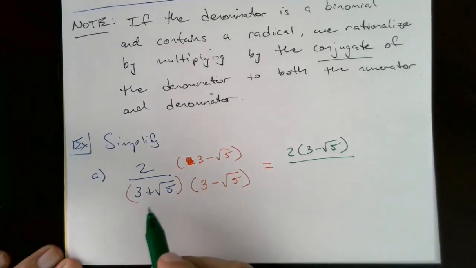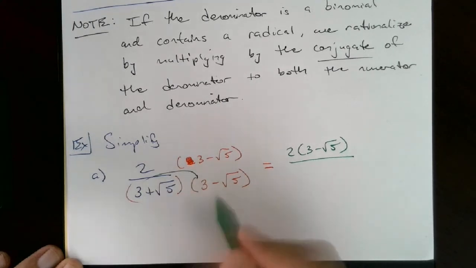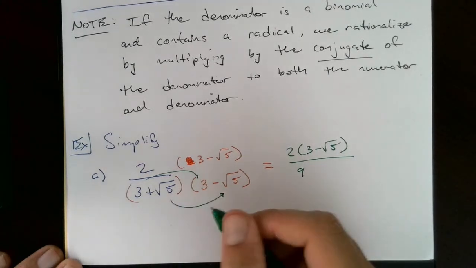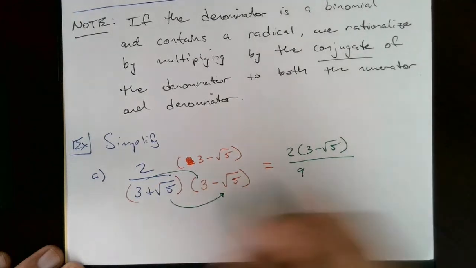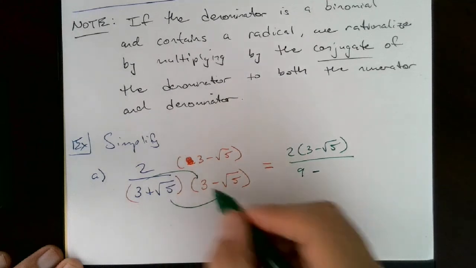So you've got 2 times 3 minus square root of 5 over the denominator. Now remember, when you multiply something by its conjugate, we talked about it in the last section, you just multiply the first terms, so 3 times 3 would give you 9, and the last terms, because you multiply by the conjugate, the middle terms cancel out, so you don't have to do the full steps of FOIL. So 3 times 3 gives me 9. Positive square root of 5 times negative square root of 5 gives me a negative, because a positive times a negative is a negative.